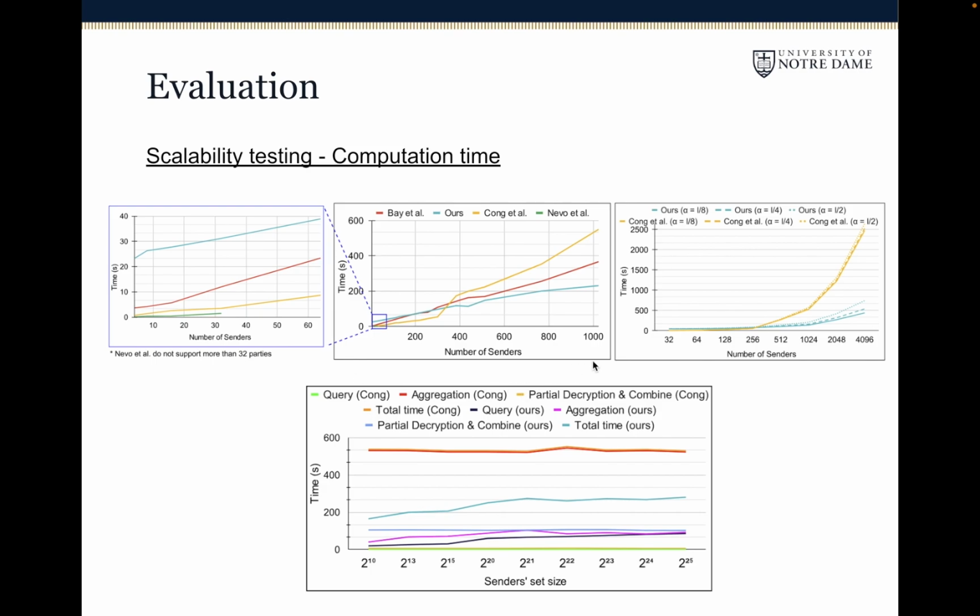But as the number of senders grew, we observed speedups of almost 6 times for a number of senders equaling 4,000. And in the graph below, we can also see that for individual operations, our protocol is slower than Kong ETL here. However, considering the total time, ours is much faster than the Kong ETL protocol, which is the red and orange line over here.